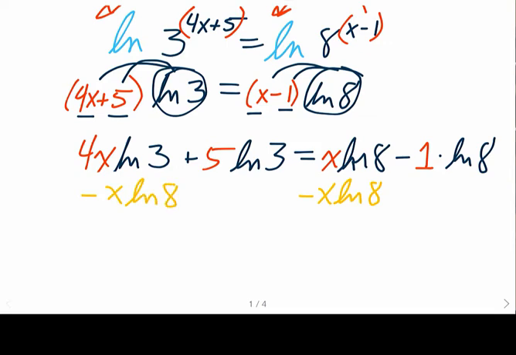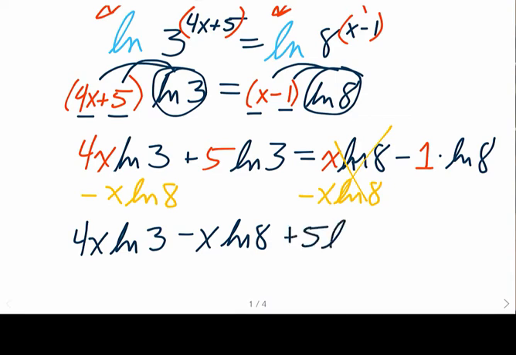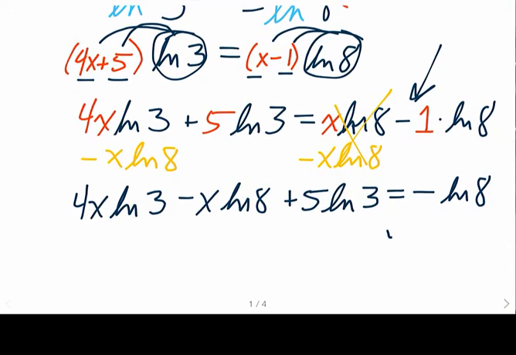Now, I don't have anything like terms on the left-hand side. On the right-hand side, the x natural log of 8 goes away. But on the left-hand side, I have to write everything out. So I have 4x times the natural log of 3 minus x times the natural log of 8. That's what it looks like to subtract those two when they're not like terms. Plus 5 times the natural log of 3, because nothing has happened to affect that one, is equal to negative natural log of 8. You see that was a negative term. It should still be a negative term. Well, I've gotten partway through what I wanted. I wanted to get the x's on the same side.